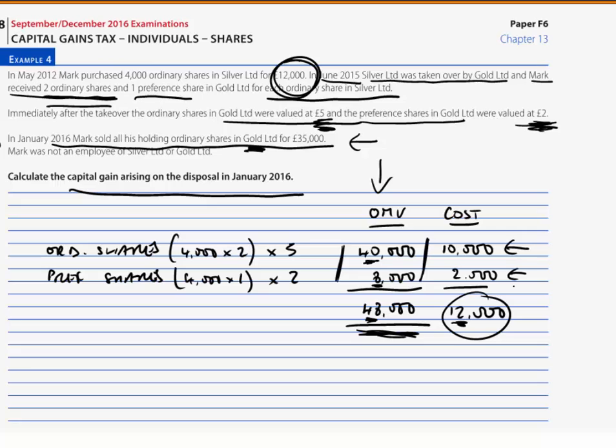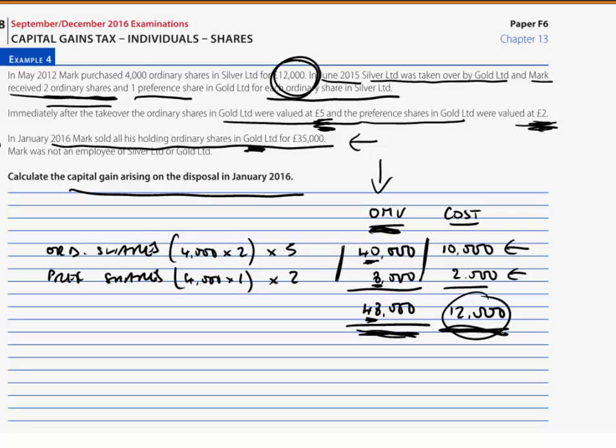The only thing that's made it interesting is that we've got two different types of shares in the takeover company, Gold, they being ordinary shares and preference shares. So look at what we've done: list out the market values of what you receive and use those market values to divide out the original shareholding's cost. That was the £12,000 cost of the shares in Silver Limited. Once you've got that, we can then move on and deal with any future disposal of either the ordinary shares, which is what we're told about here, or indeed, if necessary, the preference shares.